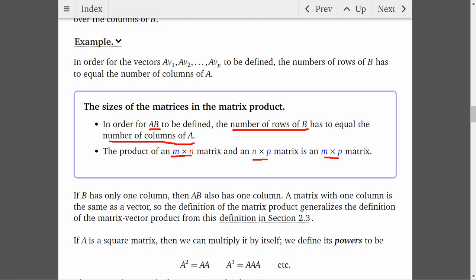So let's look at that. What a lot of math and science majors learn is that if the inner dimensions match, so if the number of columns in the first matches the number of rows in the second, then I can multiply the matrices, and the result will have the outer dimensions. We had an M by N and an N by P, so the resulting product matrix is M by P.